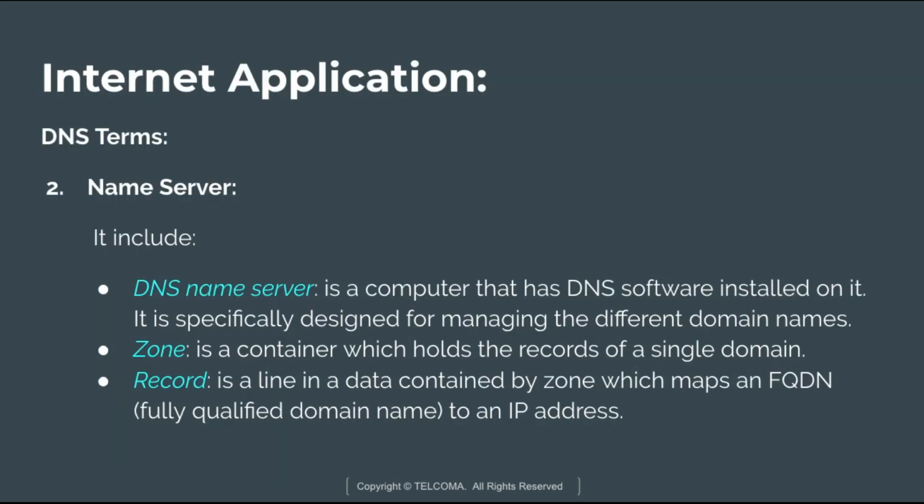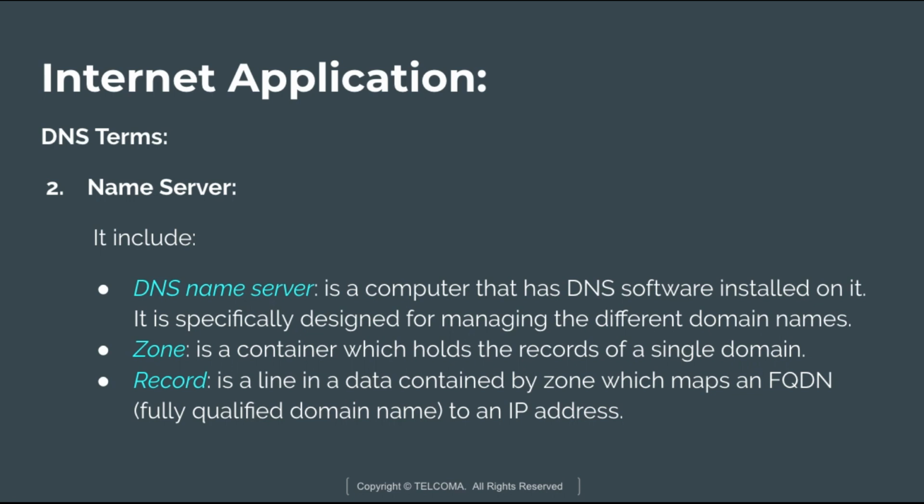The next one is the name server. Name servers include the DNS name server, zone and the record. A DNS name server is a computer that has DNS software installed on it, and it is specifically designed for maintaining the different domain names. A simple network has one DNS server for the entire network, and a single domain name can use more than one DNS server. For example, google.com is a busy domain, so it needs multiple DNS servers to support all the incoming DNS queries.